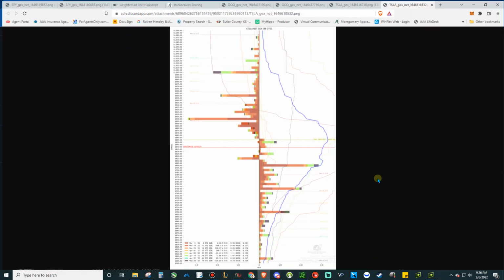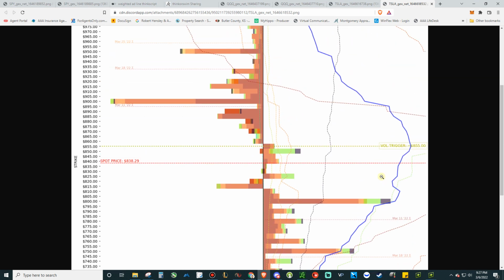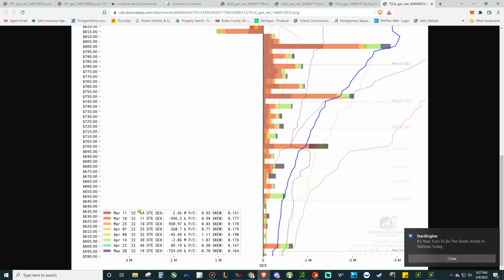Let's just bring this over here real quick. He created essentially a bot that you can type a command into and it's going to give you the gamma exposure of the options chain going out. You can see the different expiries. So for example, we've got this pink color here for March 11th, which is the Friday coming up, 4 days to expiry. You've got your gamma exposure, which is 2.36 million. You've got your put call ratio, and then you've got your skew.